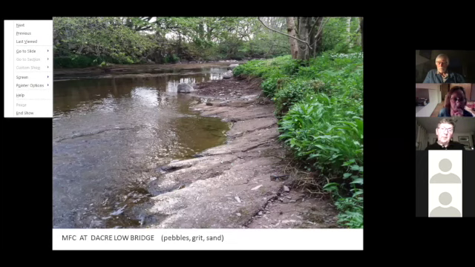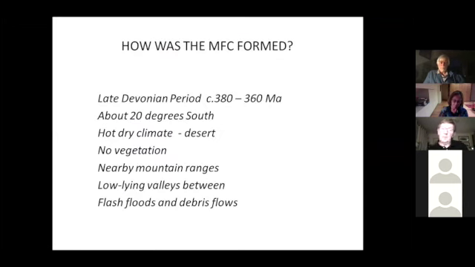So we've got a bit of a change from the Pooley Bridge area. What we've got are great big boulders and cobbles and pebbles, etc. In the High Bridge area, we've got much smaller material. And in the Low Bridge area, smaller materials. So how was the Melfell conglomerate formed?